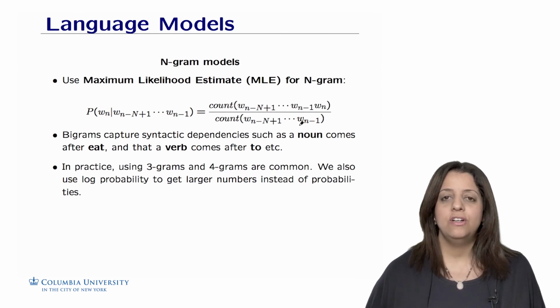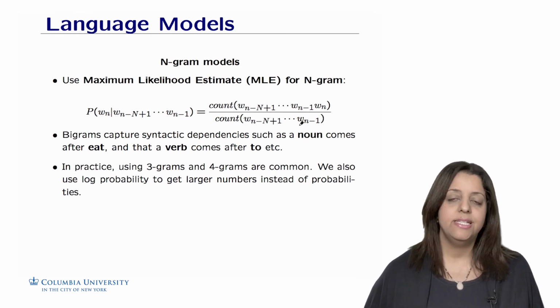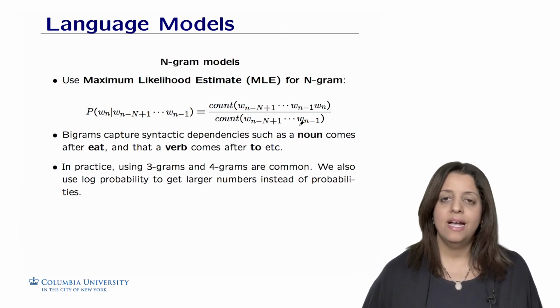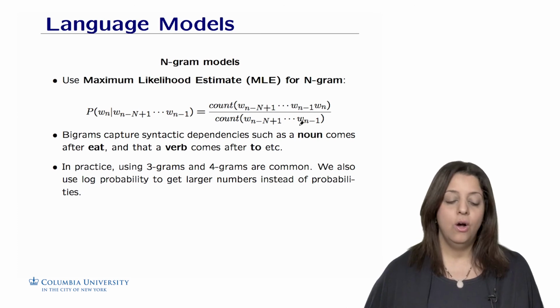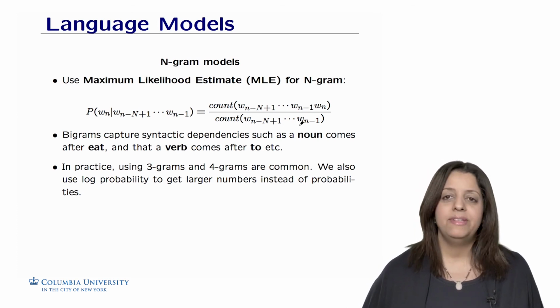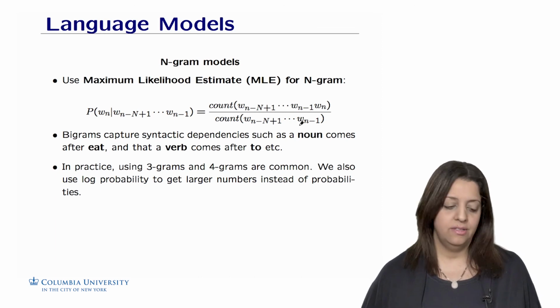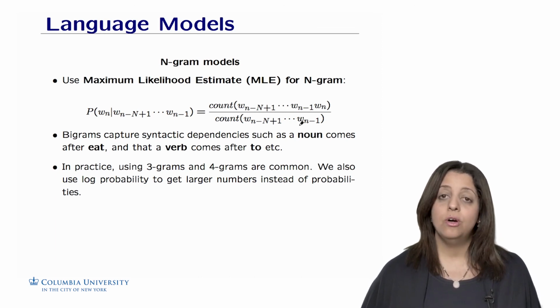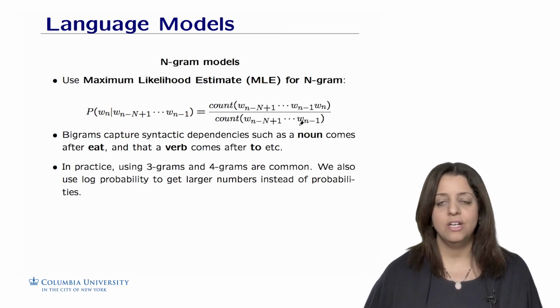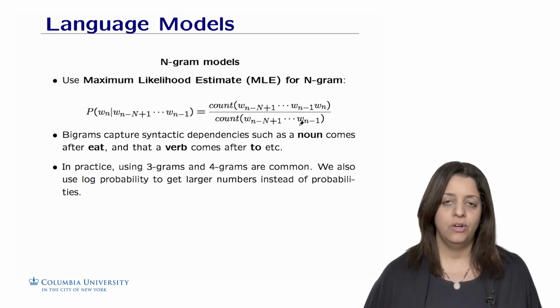N-grams capture in general syntactic dependencies between the words. For example, bigrams would capture the syntactic dependency that a noun comes after a verb, or that a verb comes after the word to, etc. But in practice, bigrams are not enough. We like to use 3 or more grams: 3-grams, 4-grams, or even 5-grams. We also use log probability to get larger numbers than probabilities between 0 and 1, and we can always go back to the original probability.